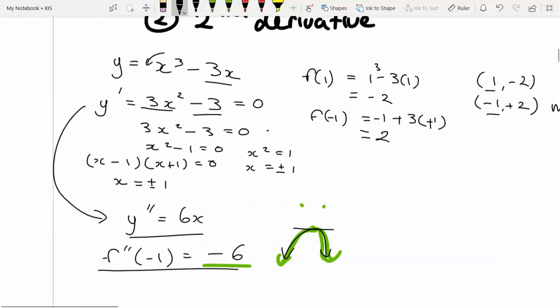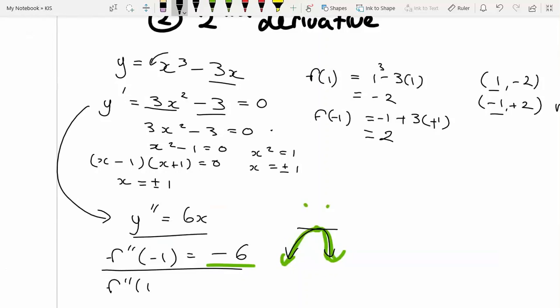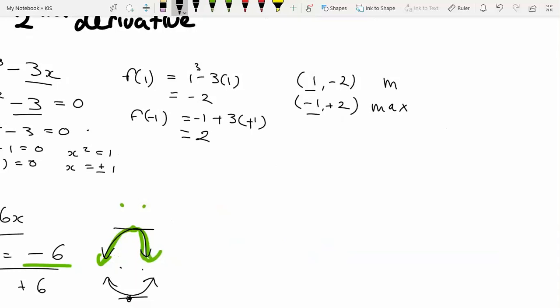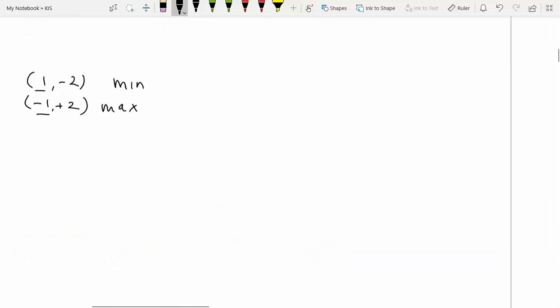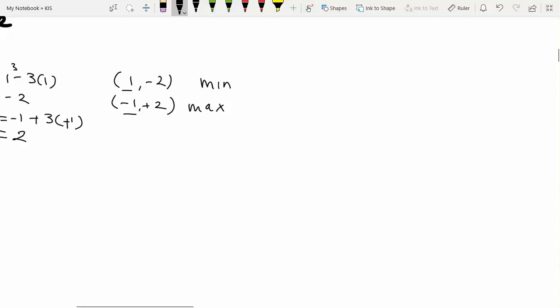Maximum, and when we sub f double dash 1 into there, we're going to get positive 6, which is going to be a smiley face, arrows up, right? Smiley face, arrows up, and that's going to give us a minimum turning point. Okay, so these are our 2 points here, and I'm just going to sketch what our curve will look like over here using this information.